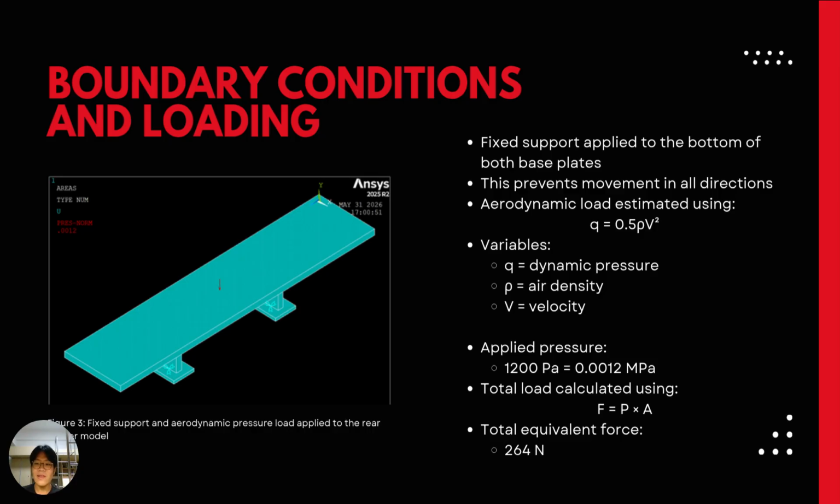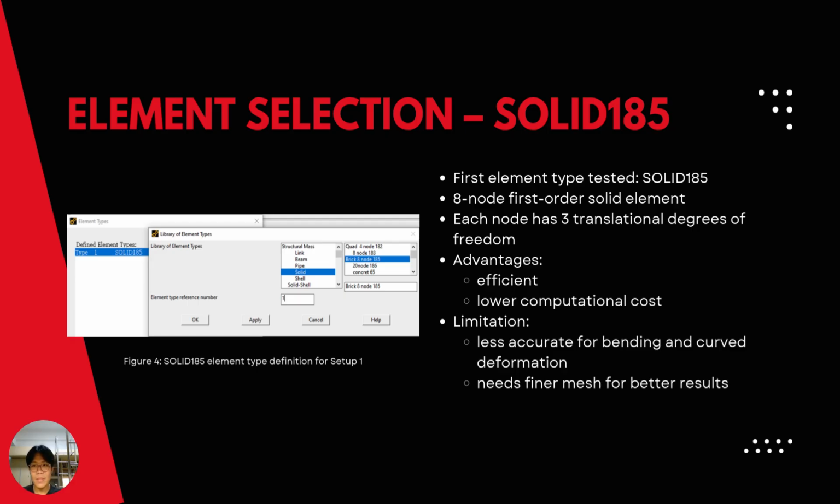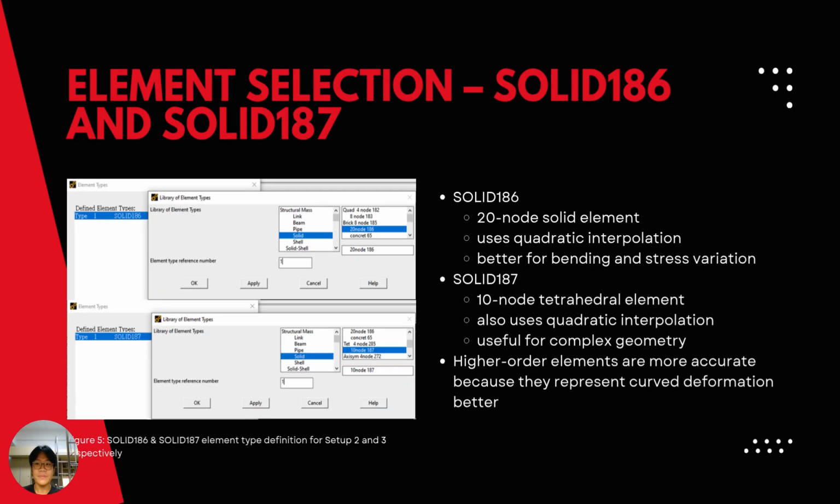This gives an equivalent downward force of about 264 Newton. So the first element tested was Solid185. This is an 8-node first-order solid element with 3 translational degrees of freedom at each node. Its advantage is that it is computationally efficient. However, because it uses linear interpolation, it is less accurate for bending and curved deformation. That means it usually needs a finer mesh to achieve good results, especially in areas with stress concentration.